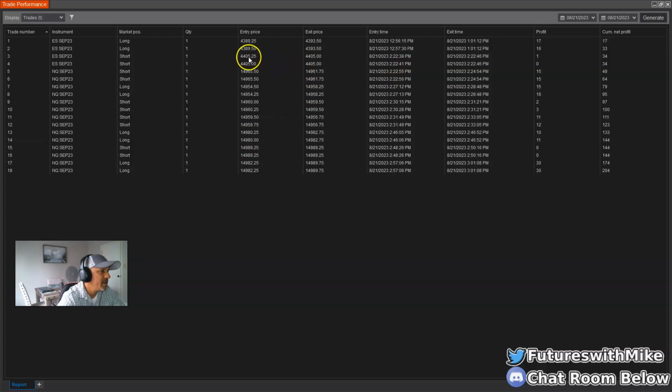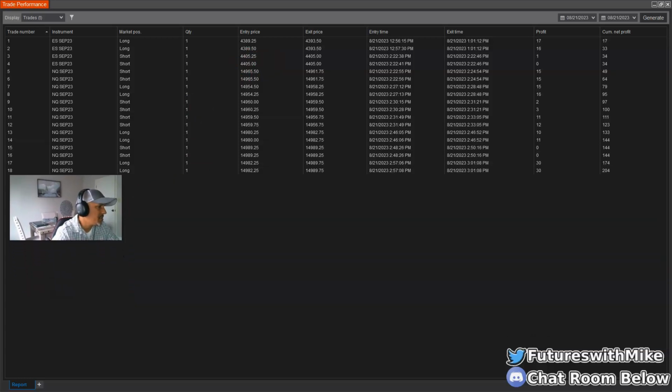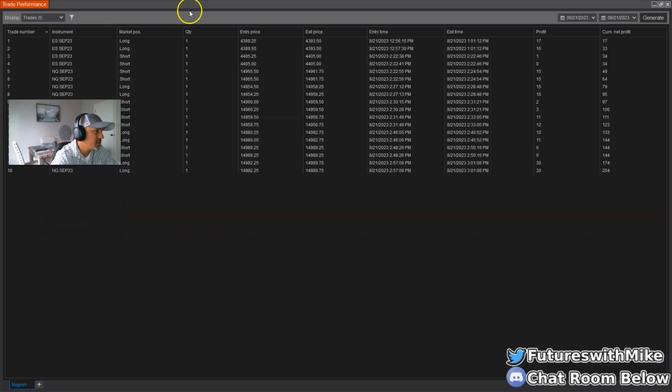I think this trade here I got out on the ES. Let's see what happened here on the ES. 4405. Yeah, I think I was going short. I got out on that trade there because it wasn't going in my favor. So I got out early, pretty much at break even. So you've got to manage your trades. If it doesn't seem like it's going in your favor quick enough, then get out of the trade.